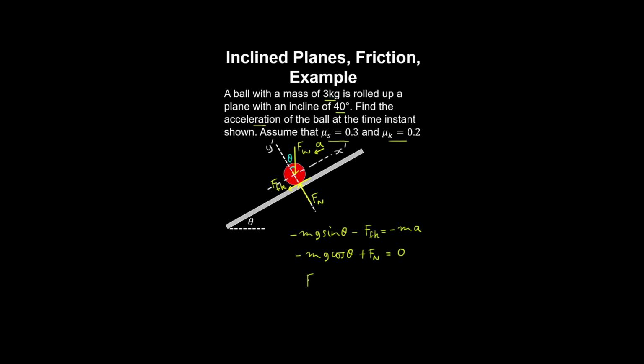And note that the magnitude of the kinetic friction force is proportional to the magnitude of the normal force. And we use the kinetic friction coefficient because the ball's in motion. So from this equation, you can substitute for the normal force. You'll get an expression for the kinetic friction force, which you can substitute into this equation, and then you'll be able to find the acceleration.